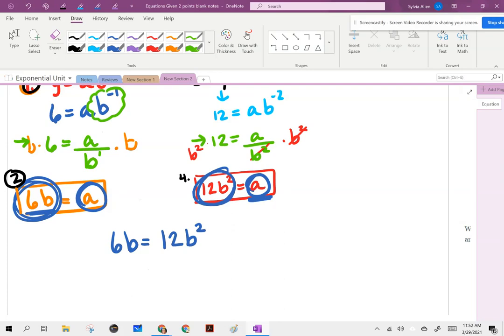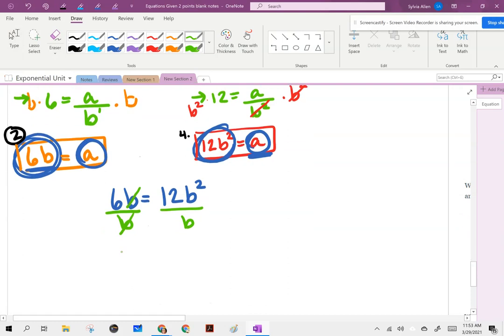So what we're going to do here is divide by b. So b divided by b gives me a 1. Whatever I do to one side, I do to the other side. So I get 6 is equal to 12b squared over b, and think about what that means. Using your rules of exponents, b squared over b is b to the 2 minus 1. So I get b to the first. So I just basically get a b.